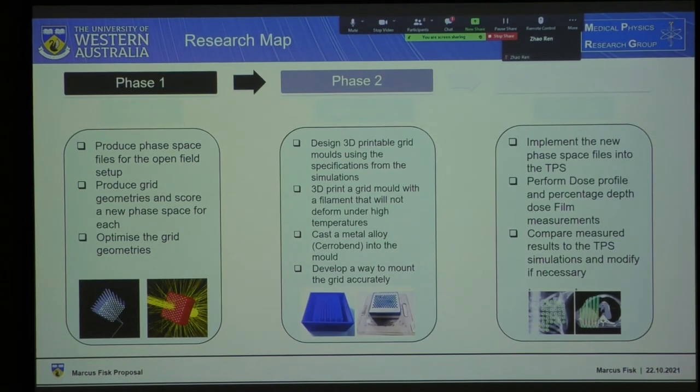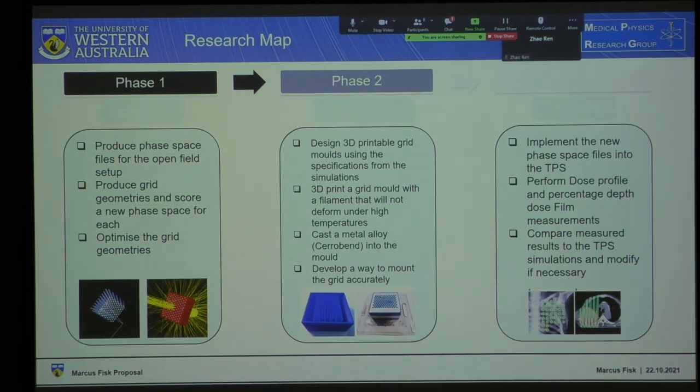So the research is going to be split into 3 phases. The first is the simulation, then manufacturing, and then testing the treatment planning system. So firstly, the phase space files for an open field without the grid will be produced, and this will either be done by using pre-existing phase space files or by simulating an electron source from the inside of the X-ray tube onto the target and going from there.